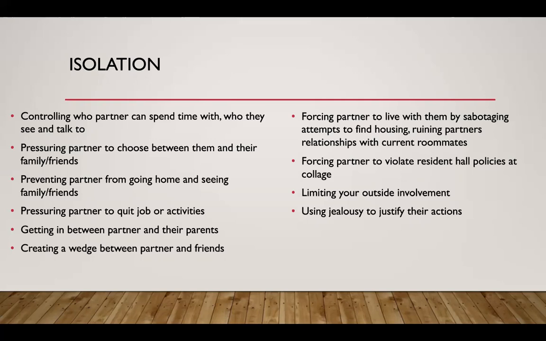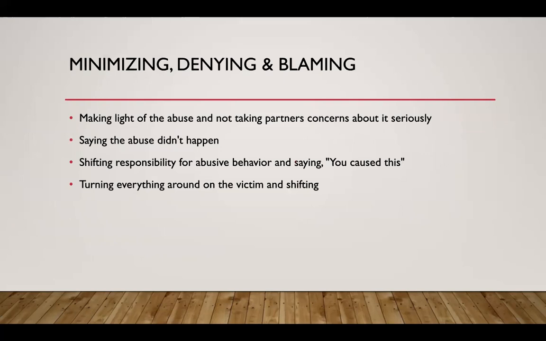Let's look at another one, minimizing, denying, and blaming. Minimizing is decreasing or keeping down and diminishing your concerns and making them seem smaller than what they are. Denying is refusing the truth, and then blaming is assigning responsibility and fault to someone else. So what does that look like in a relationship, and what are some red flags?